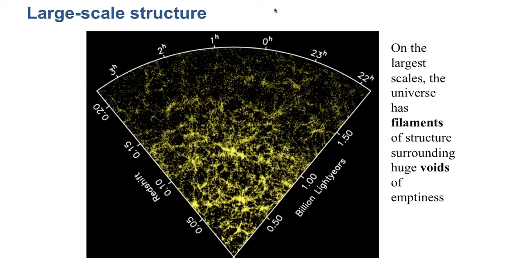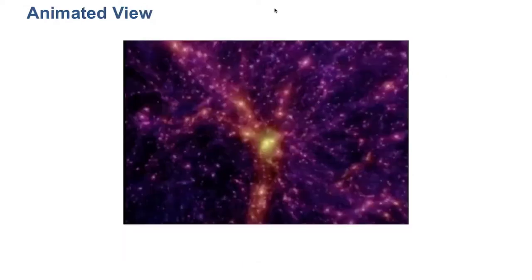It's sort of like a sponge in that you've got these big holes, and the galaxies seem to be dispersed in filaments, and the galaxy clusters and the superclusters tend to be arranged in the filaments that surround these big voids of emptiness in intergalactic space. So on the biggest scales, that's what you get.